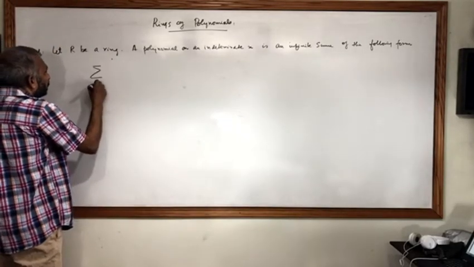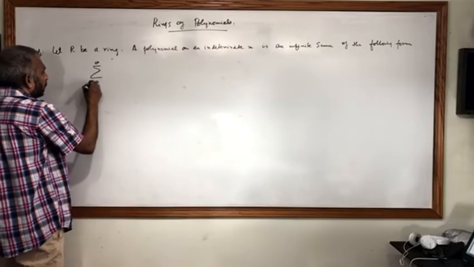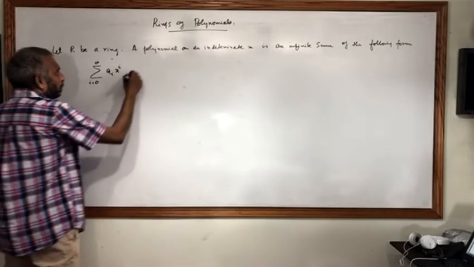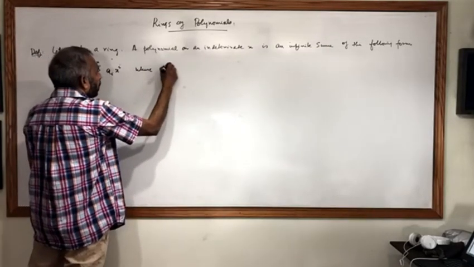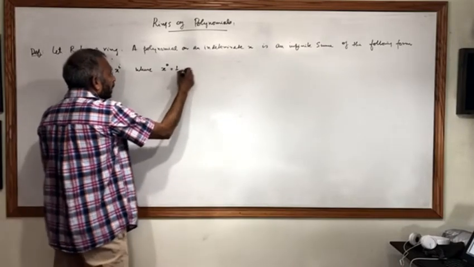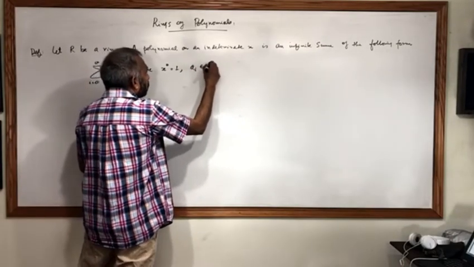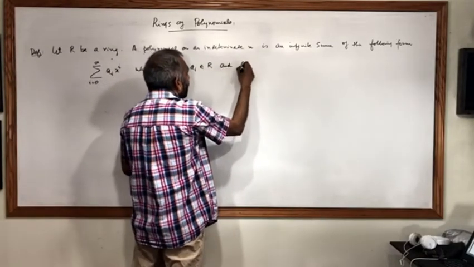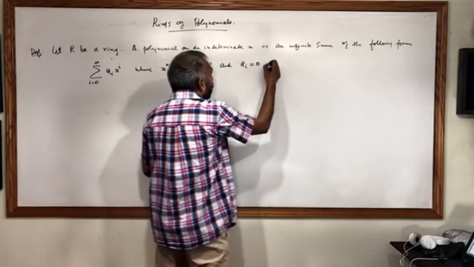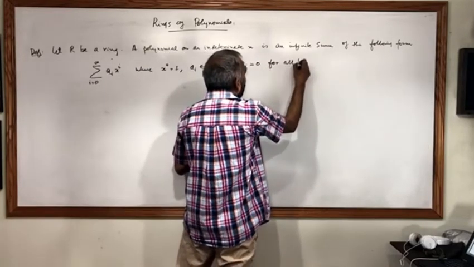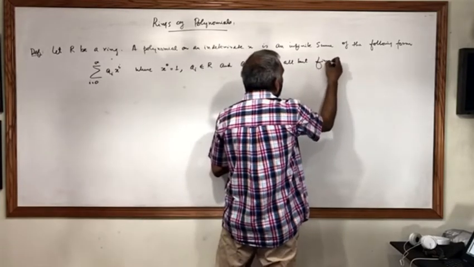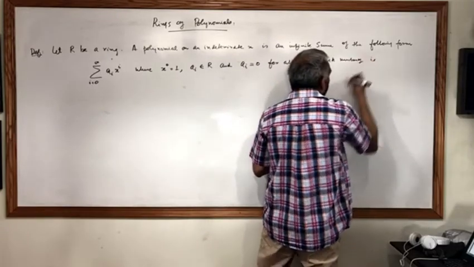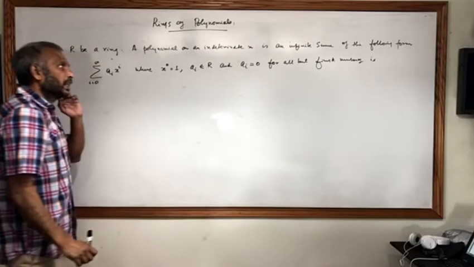Sigma i equals 0 to infinity of a_i x to the power of i, where x to the power of 0 is equal to 1, a_i belongs to R, and a_i is equal to 0 for all but a finite number of i's. So this coincides with our finite sum.